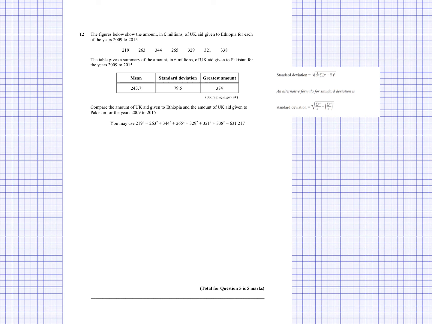So this is really the question. This is what you need to do. Find the mean, find the standard deviation, compare the mean, compare the standard deviation, and give an interpretation, okay? So on average, where has UK aid gone more, Ethiopia or Pakistan? That you're going to find from the mean. And then you also want to say, where did it vary more? And that you're going to find with the standard deviation.